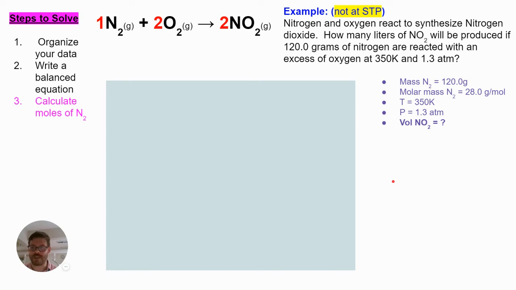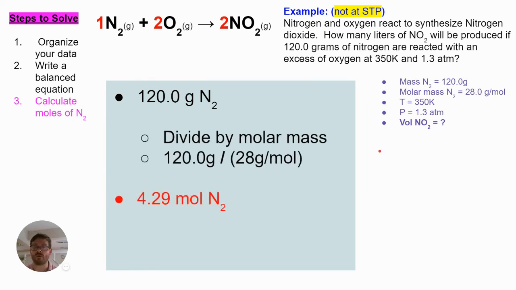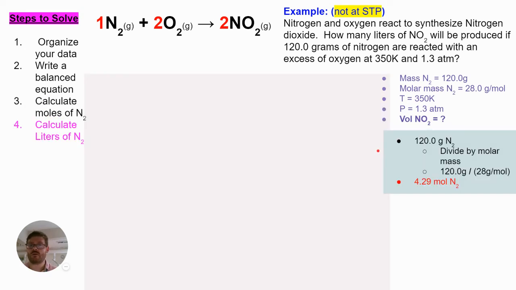Then we'll get into calculating the moles of nitrogen. We have everything we need right here. We have mass and molar mass to calculate the moles. So 120, we're going to divide by the molar mass and get an answer of 4.29 moles of nitrogen. Next, calculate liters of nitrogen.